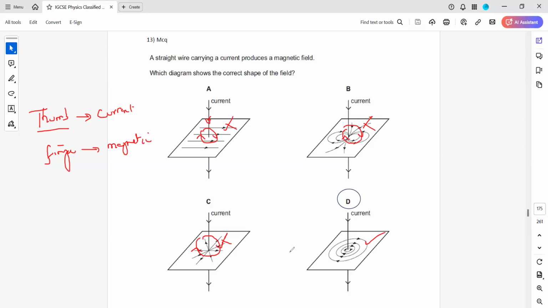Is it clear, this one? Question 13? Yes. Okay.